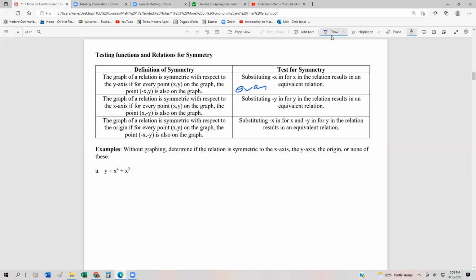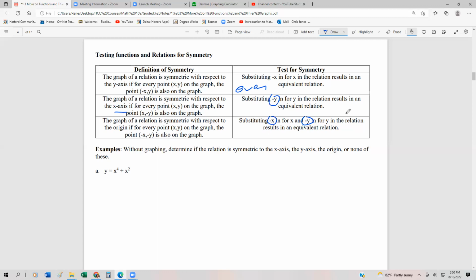But if we're looking at symmetry with respect to the x-axis, and that's not going to be a function, a relation, we're going to substitute negative y in. And if we get the exact same thing that we started with, that means it's going to be symmetric about the x-axis. And then finally, if we want to determine if a relation is going to be symmetric about the origin, not for every function, we're going to plug in both negative x and negative y, all right? And that should give us the exact same thing that we started with.